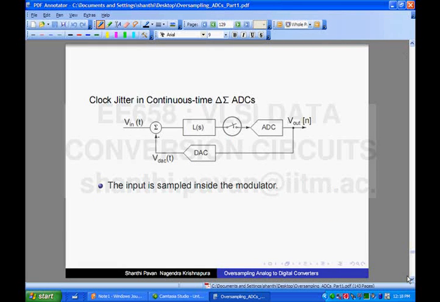The next thing is what happens. As you can see, evaluation of in-band SNR when the clock is jittery in the case of a discrete time modulator is quite straightforward. Let's see now what happens when you have continuous time delta sigma modulators. In such modulators, where is the sampling happening? It's going to happen after the loop filter, before the ADC, right?